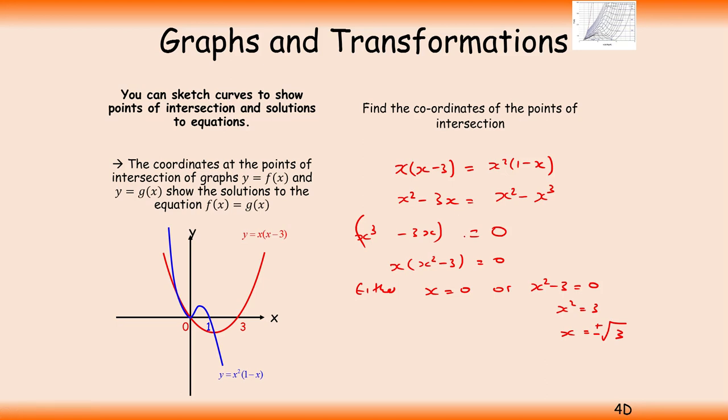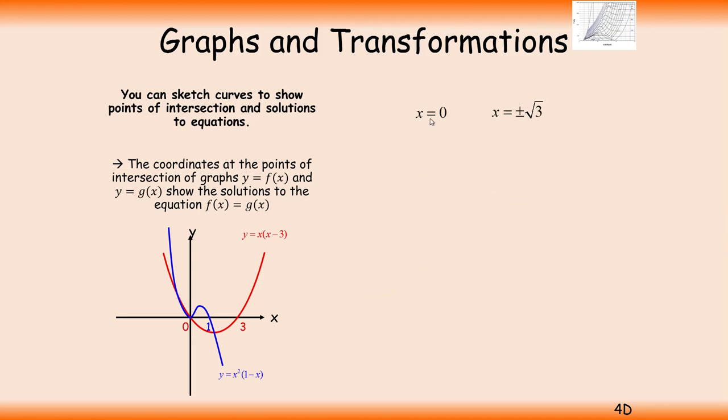They want us to find the coordinates of the points of intersection though, not just the x values. So in order to do that, I need to put these x values back in any one of the equations and solve for y. So hit pause, make some notes, and we'll find the y coordinates next. So we've got x equals 0 and x equals plus or minus the square root of 3. So to solve that, I need to sub back into the original equation, any one of them.